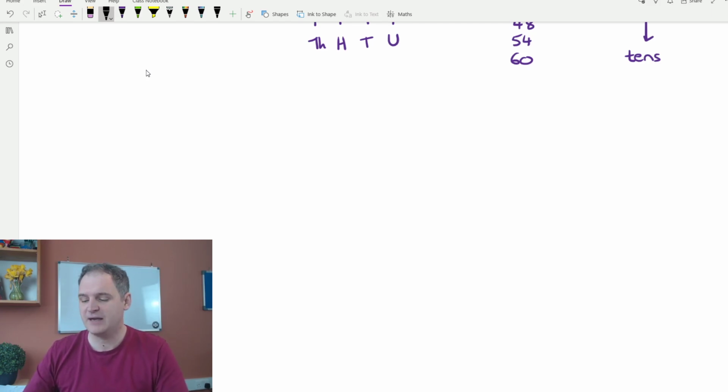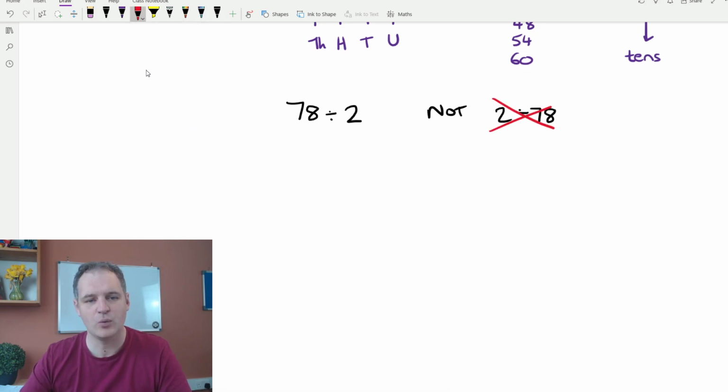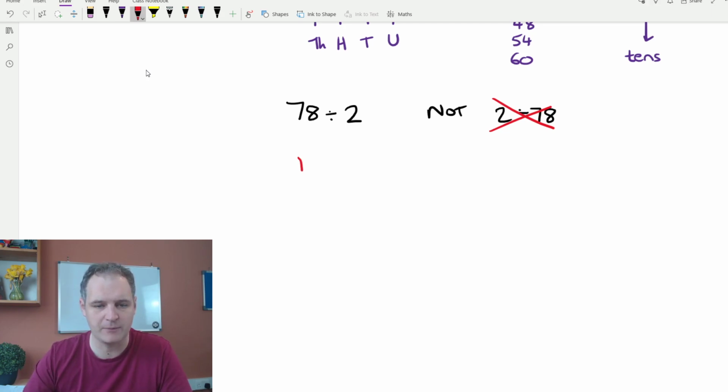78 divided by 2. Now it's very important we write this the right way around. 78 divided by 2. This is not 2 divided by 78. You cannot write it this way around. So we'll get a big red cross and say, no, we're not having that. We're going to do 78 divided by 2. So we're going to draw out our bus stop. Here it is. And the first number goes inside. And the divisor goes on the outside.